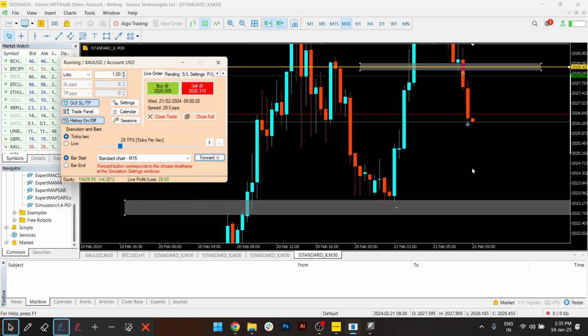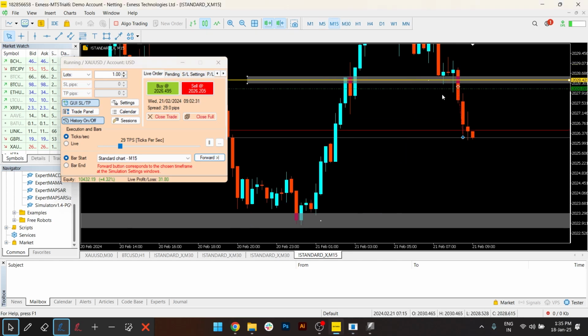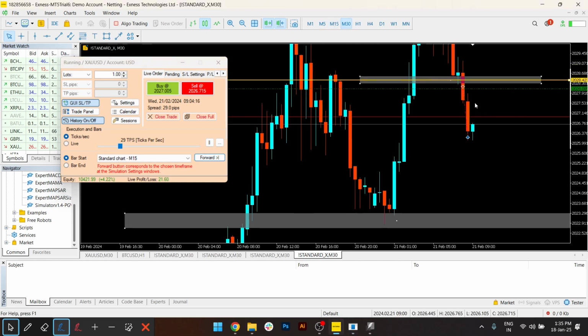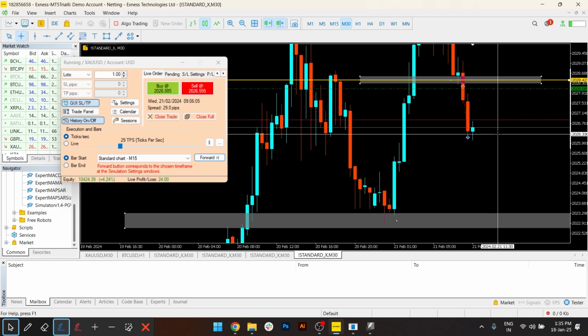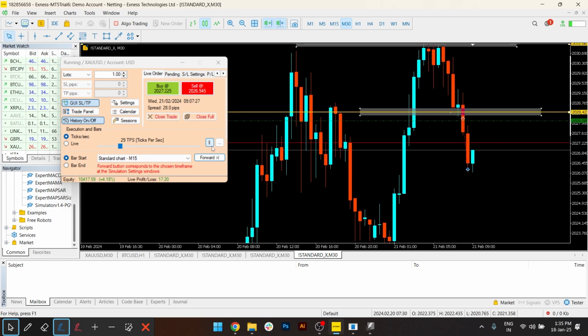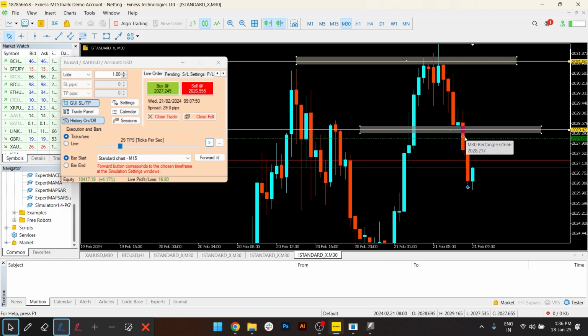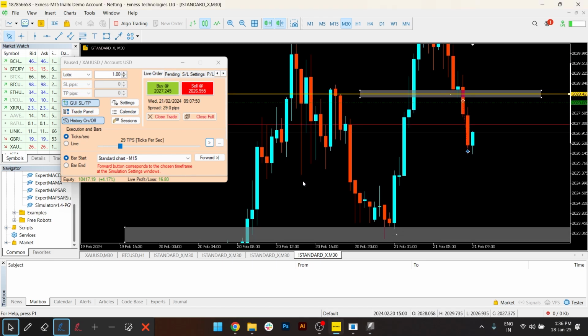Forward it, now perfect. This candle closed strong bearish, but it doesn't mean that price keeps going. As soon as we moved away from this 30-minute zone, now the probability of price coming up, retesting and then pushing down becomes higher. So that is the reason why I booked my partials at this area, 2026.